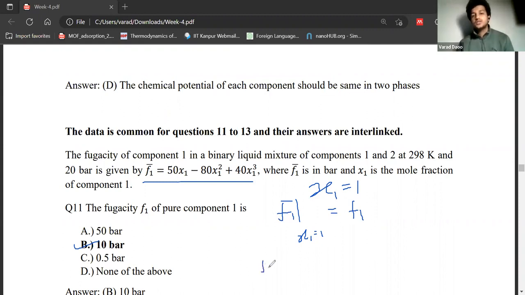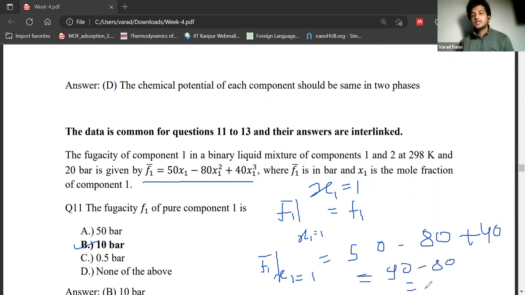So that means if we put x1 equal to 1, what will we get? 50 minus 80 plus 40. It will be what? 90 minus 80, right? This is 10 bar. This is the answer, right? Because we want F1 of the pure component, right? So let us discuss this in a more formal manner, okay?